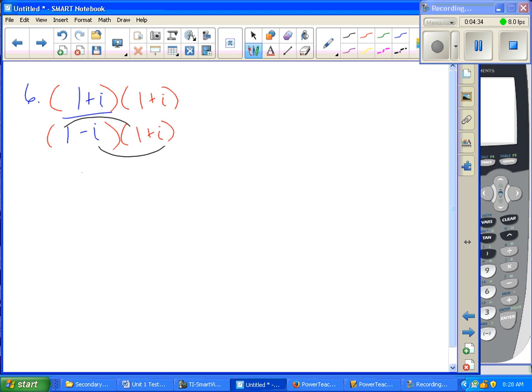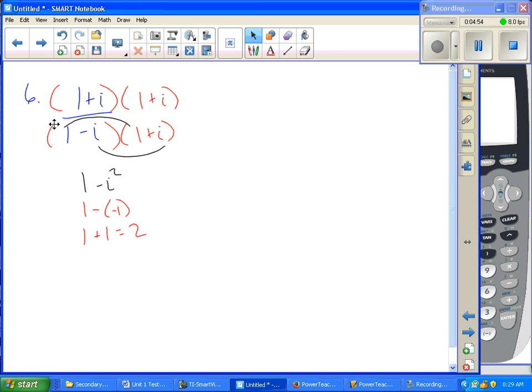So 1 times 1 is 1. Negative i times positive i is negative i squared. And then I saw some people making a mistake in making this just 1 minus 1 and making a 0. But it's 1 minus, and then you replace the i squared with a negative 1. So it really becomes 1 plus 1 for 2 for the denominator.